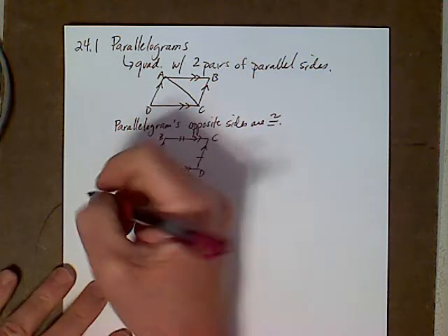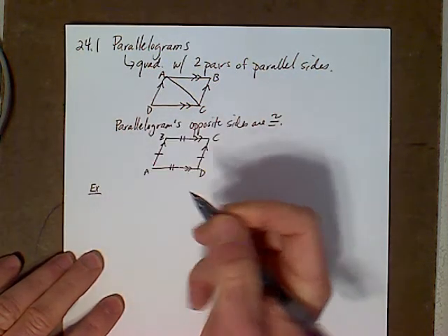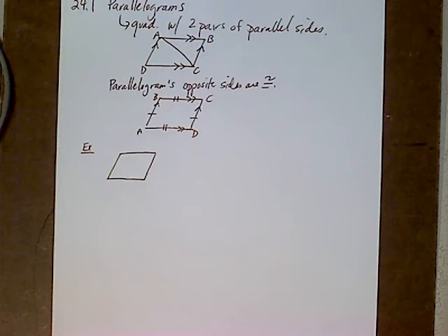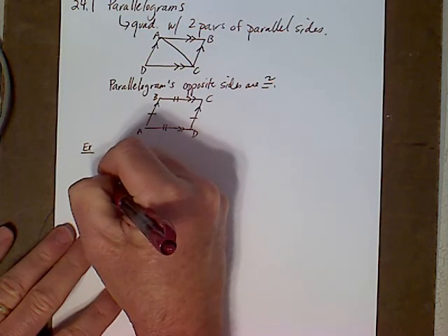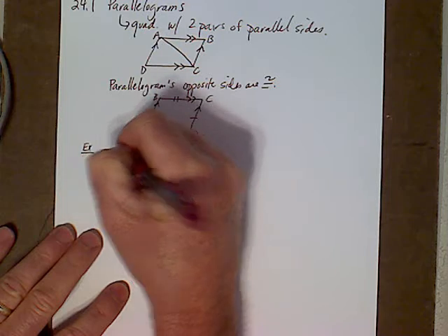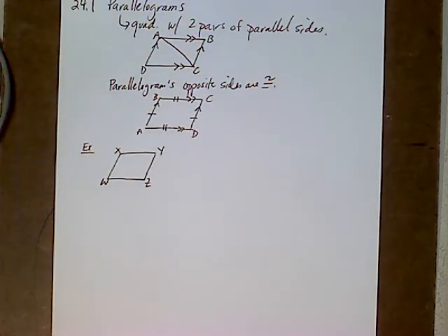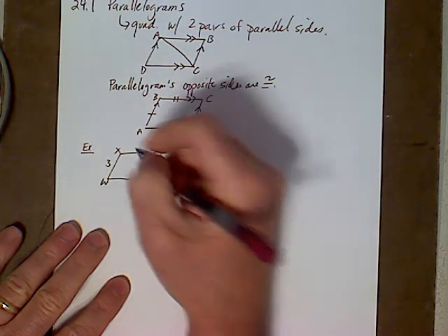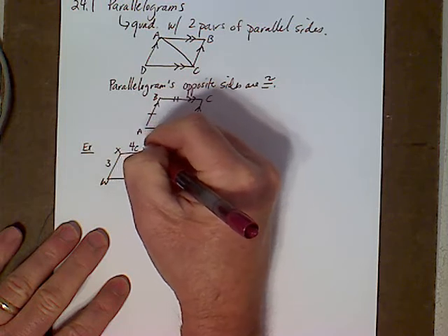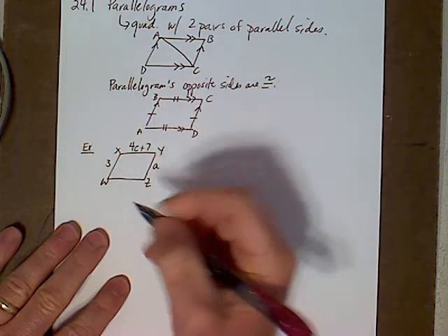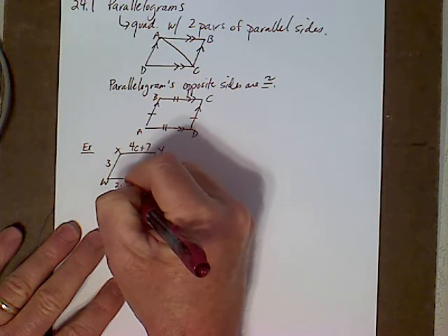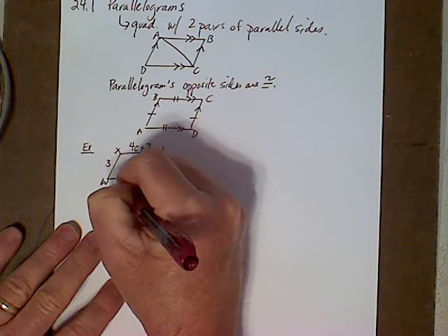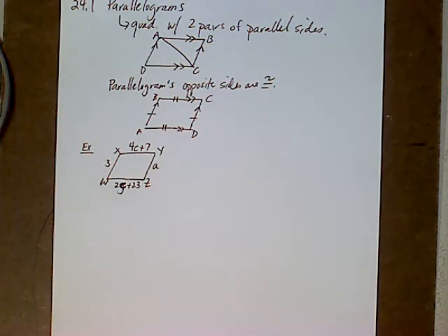All right, so let's look at an example of that that you might have to solve in the homework. Draw a parallelogram. We use this general parallelogram over and over. We'll call it parallelogram WXYZ. I'll have this side as 3 and this side is a. I'll have this side as 4c plus 7, and down here at the bottom we'll say 2c plus 23. Again, this is 2c plus 23, not y.